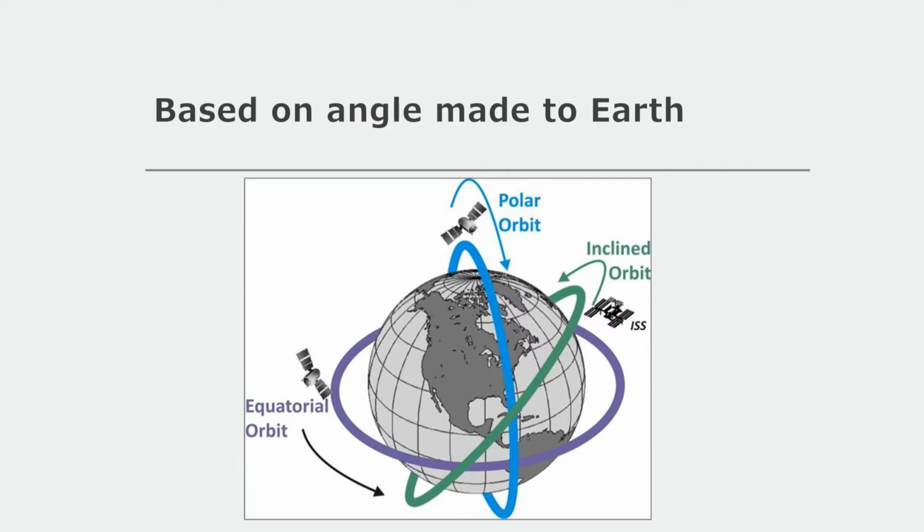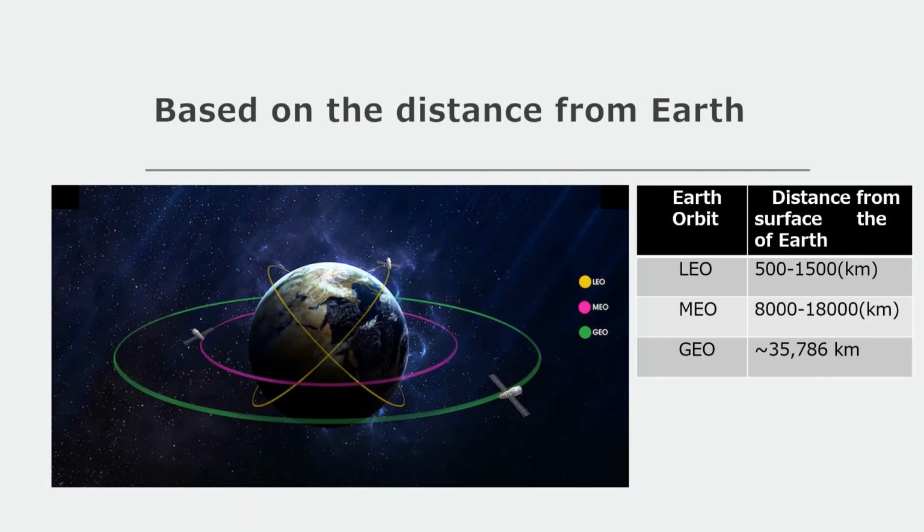And now let us see one more classification based on the distance of the satellite from the Earth's surface. You could see this yellow line, which is very near to the Earth's surface. So this orbit is known as low Earth orbit, LEO. LEO stands for low Earth orbit, in which the satellites revolve about 500 kilometers to 1500 kilometers from the surface of the Earth.